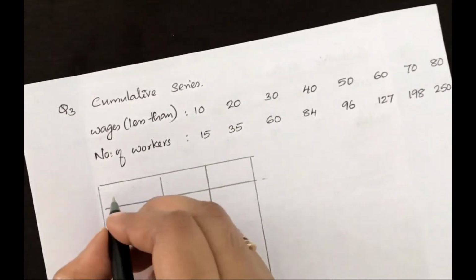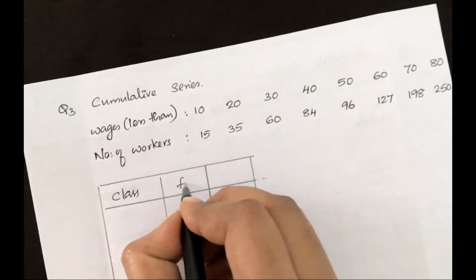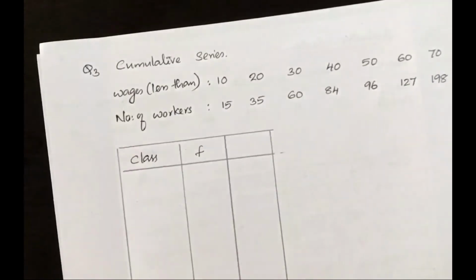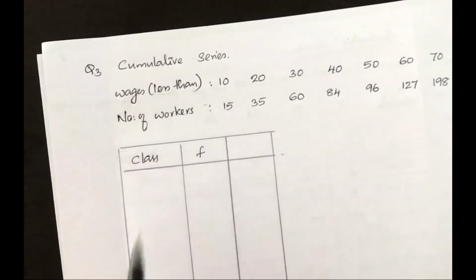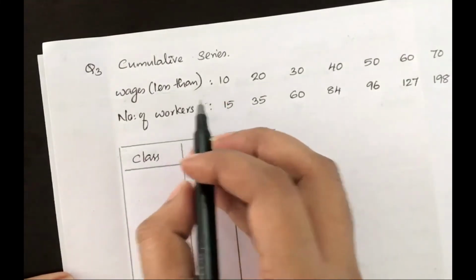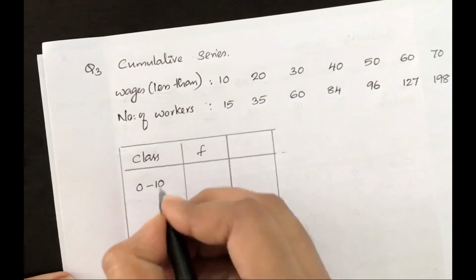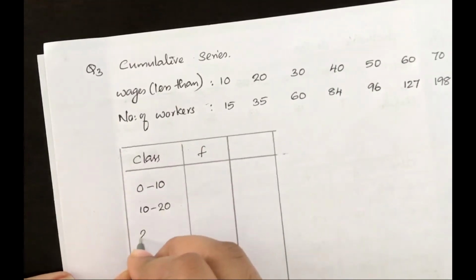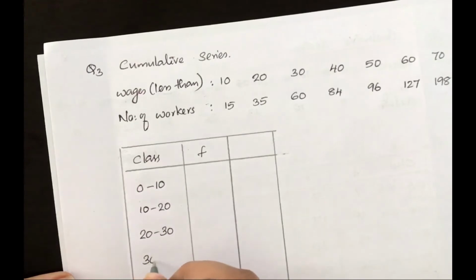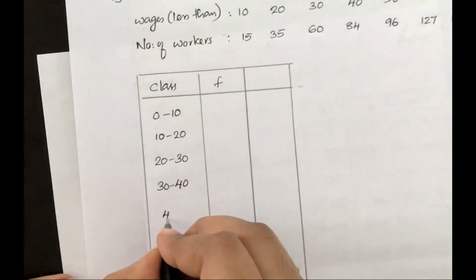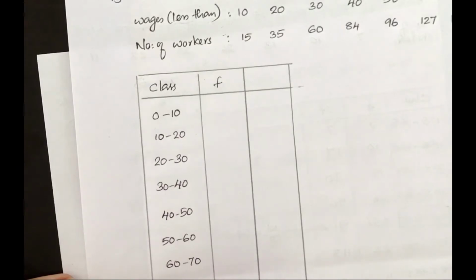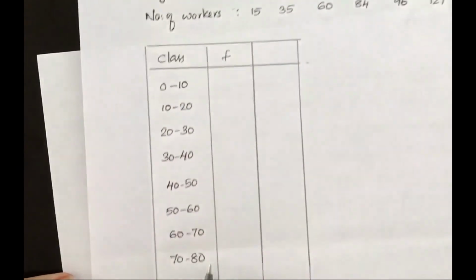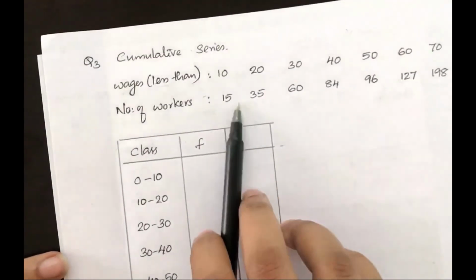Okay. So for class and frequency, we need to find the correct frequency for this question since it is a cumulative series. It is given as less than. So less than 10 means 0 to 10. The next classes are 10 to 20, 20 to 30, 30 to 40, 40 to 50, 50 to 60, 60 to 70, 70 to 80. Less than 80 means the last class is 70 to 80, and we need to find the correct frequency.